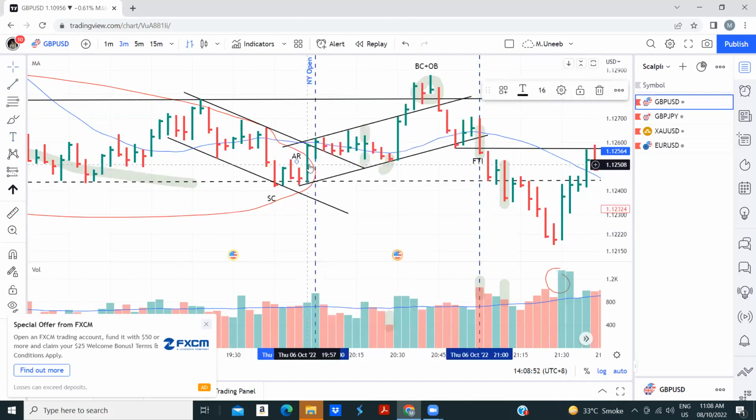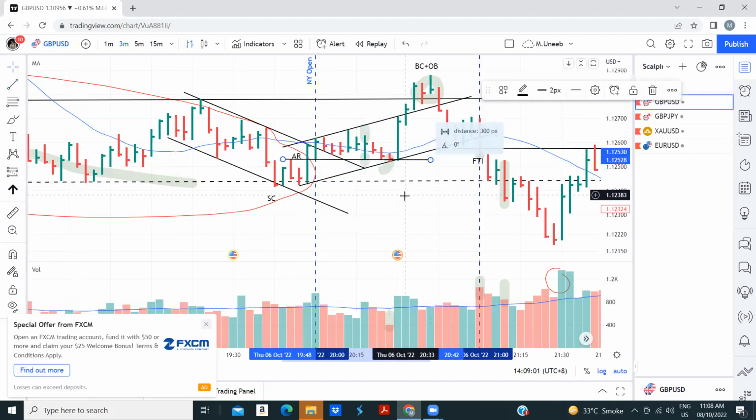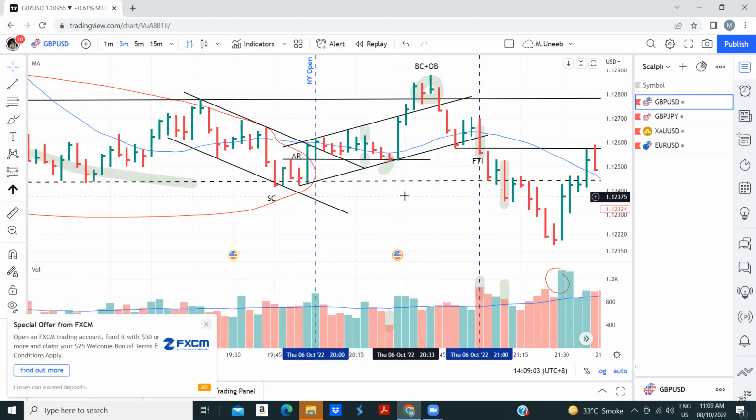Now this, you see increase in volume. This occurs at what point? After AR. Now this is the point where I would take my trade. Understand? See this line?